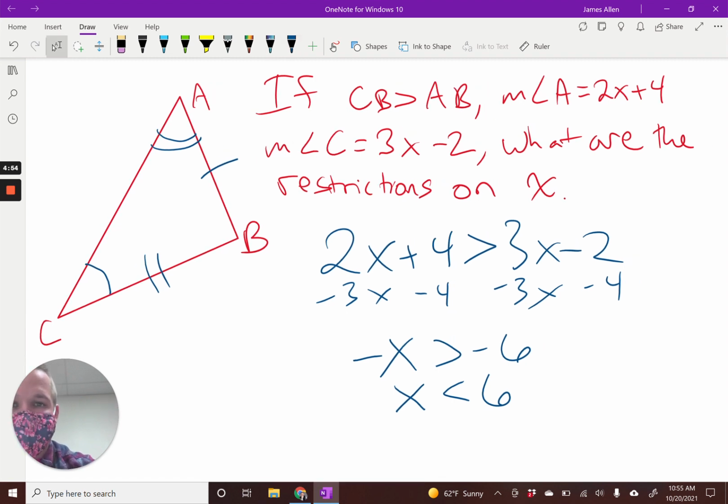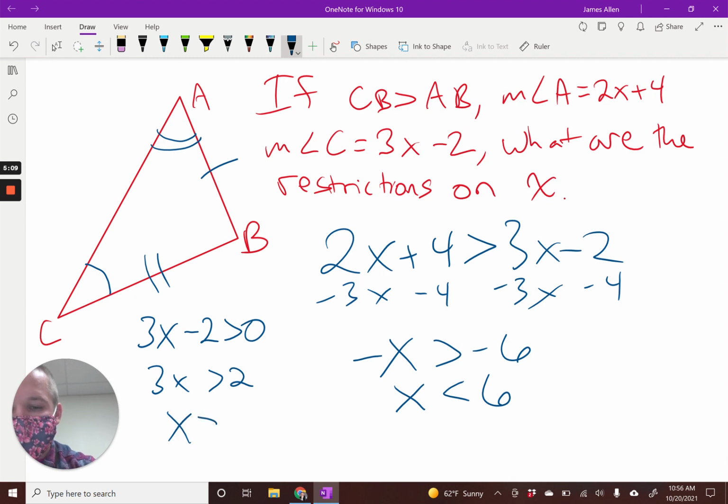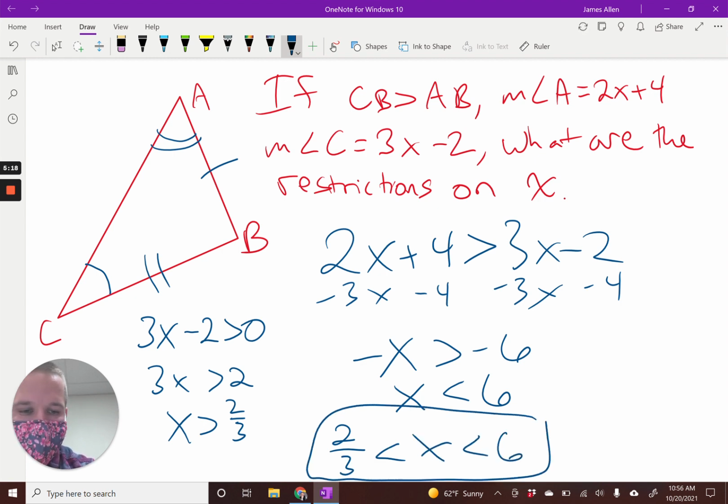So let's do that. Which one's my smaller angle? Well, angle C is my smaller. And as long as angle C, which is my smallest angle, is greater than 0, the one that's larger than it would also have to be greater than 0. No way around it. If it's bigger than it, it's going to be positive. So I get x is greater than 2/3. My final is 2/3 is less than x, which is less than 6. I would write it as a compound inequality. I need both of those to receive full credit.